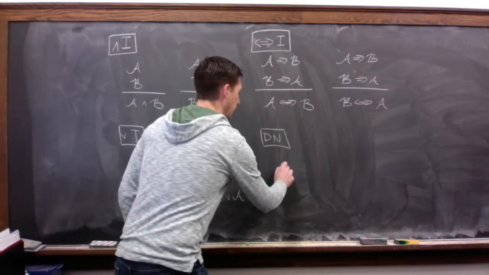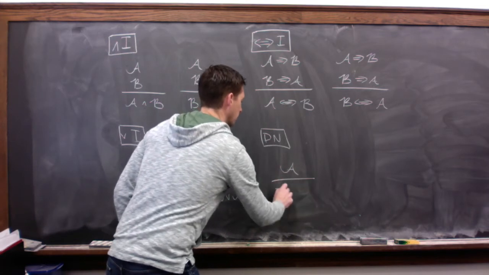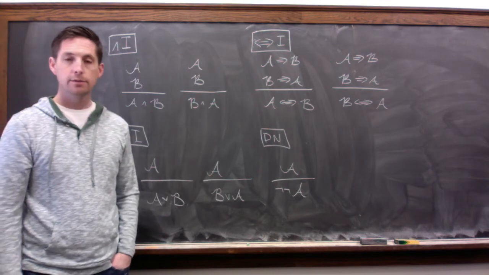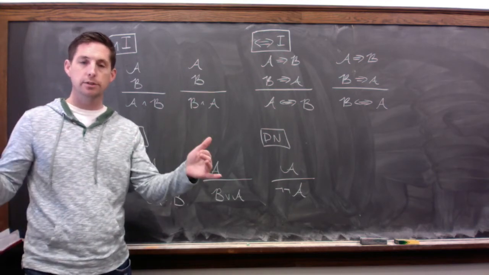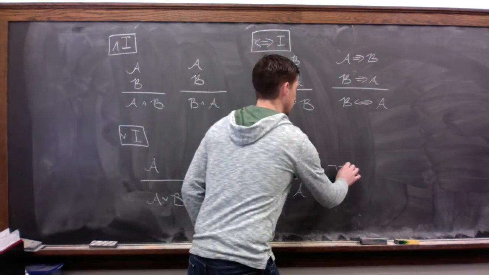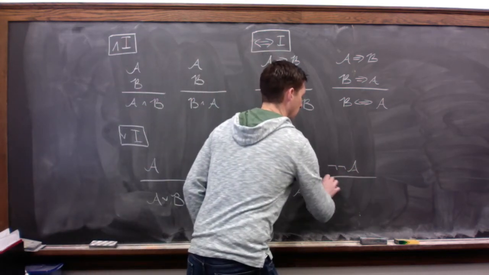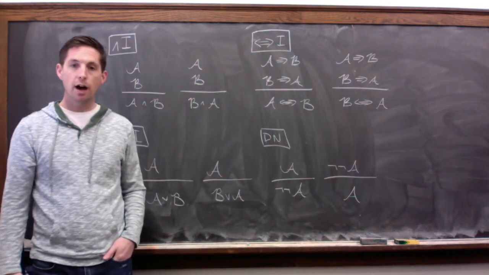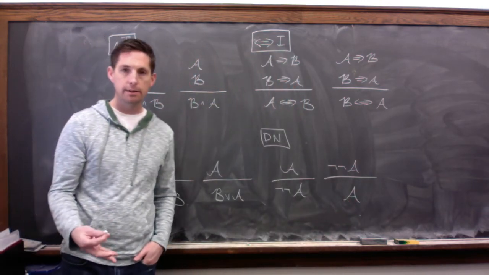It says if you know that A is true, you can get not not A. That is, for any formula, you can put two negations in front of that formula. And it says you can also remove two negations. So if you happen to have a formula with two negations in front of it, you can take those negations off, and the rule you cite is DN.